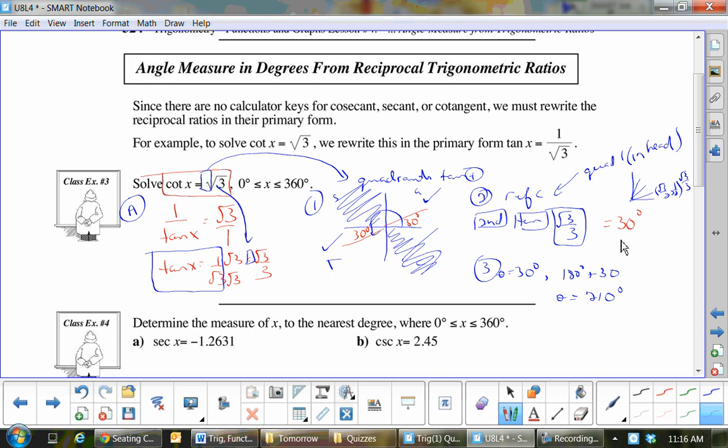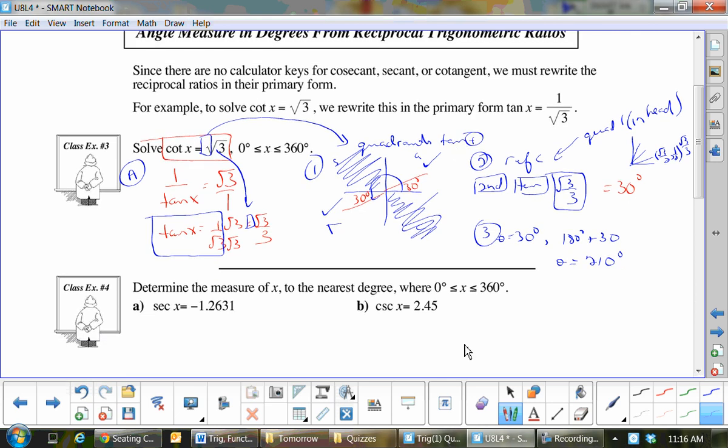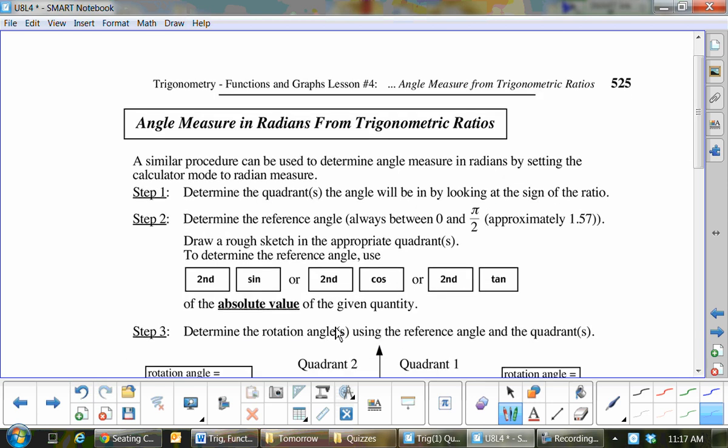So if you're still a little iffy on the unit circle, you're going to really struggle through the rest of this stuff. If you know your unit circle, you're going to find this stuff extremely easy. Okay? So I guess those that learn it will be rewarded. Those that don't, we'll figure it out on the test.